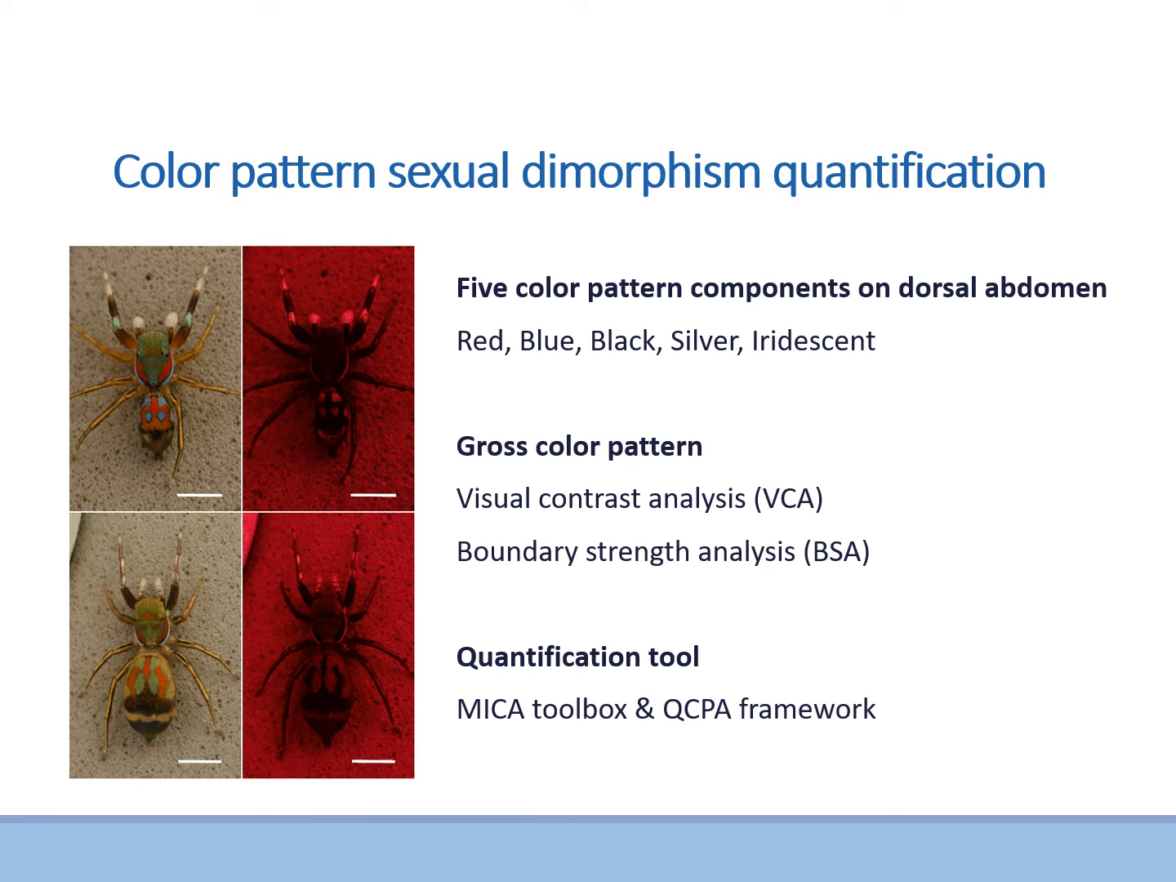We have then quantified both the sexual dimorphism in individual color components and gross color pattern from a statistical perspective. For the individual color patches, we classified the abdomen colors into 5 groups, namely red, blue, black, silver, and iridescent. For the gross color pattern, we used the visual contrast analysis and the boundary strength analysis to quantify the visual contrast and the boundary strength of abdomen color pattern. We used the MICA toolbox for treating the multispectral photographs and the QCPA framework for the pattern measurements.